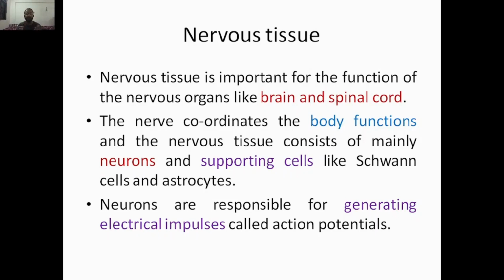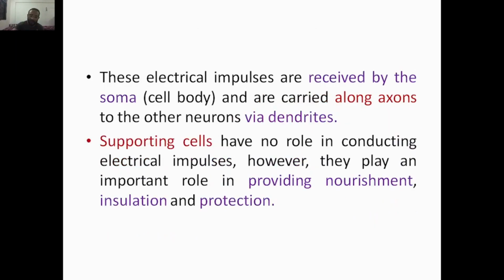So neurons are responsible for generating electrical impulses called action potentials. These electrical impulses are received by the soma, that is the cell body, and are carried along the axons to the other neurons via dendrites. Now, the supporting cells have no role in conducting electrical impulses. That means Schwann cells and astrocytes are not doing any electrical impulse conduction. They are just supporting, creating an environment so that the neuron and the axon are stable. However, they play an important role in providing nourishment, insulation and protection.